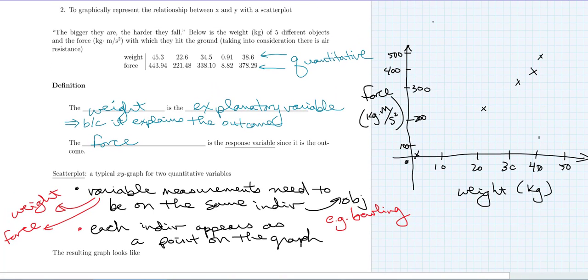Don't forget to give your graph a meaningful title. I'm literally going to steal that quote. The bigger they are, the harder they fall. Okay, so a scatter plot is just the graphs that you are most comfortable with. You have an explanatory variable or independent variable, and then you have your response variable or your dependent variable.